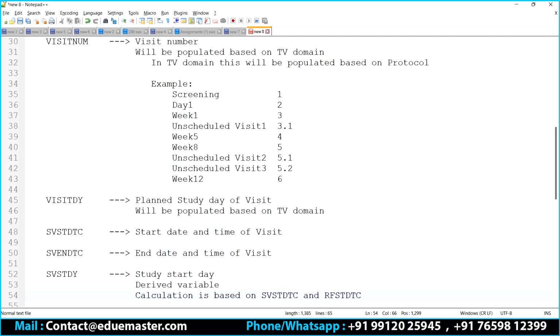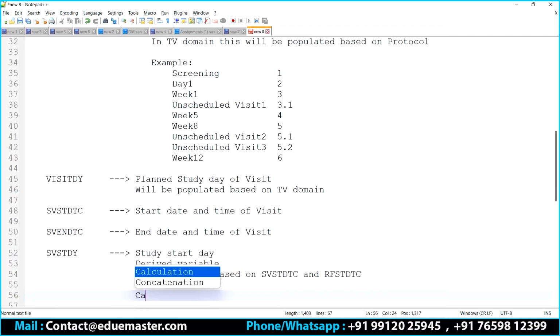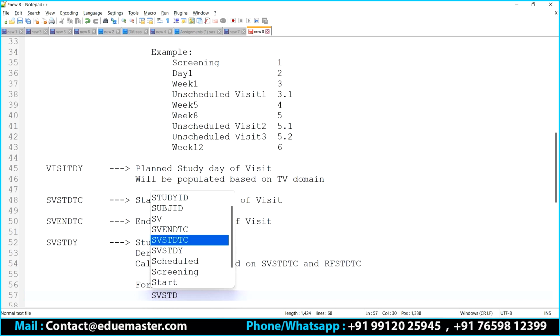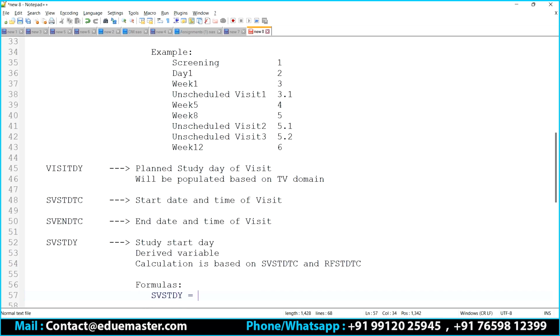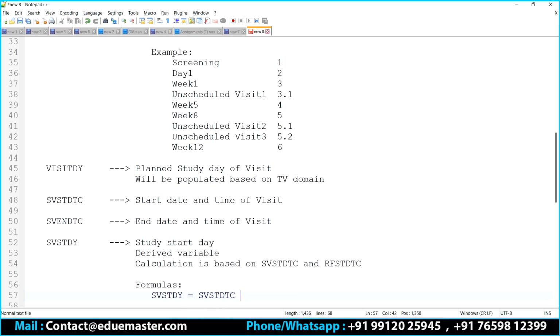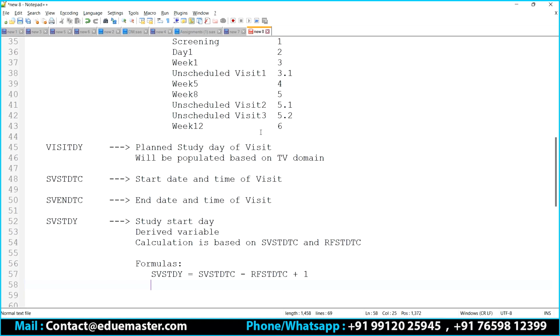Right. So the formulas are going to be two. Let me write the formulas. The first formula, when I want to calculate SVSDTTY, is equal to subject visit start date and time minus your treatment start date plus 1. Do you remember this particular formula? We have calculated a similar thing in your DM domain also. Remember that one? Correct?